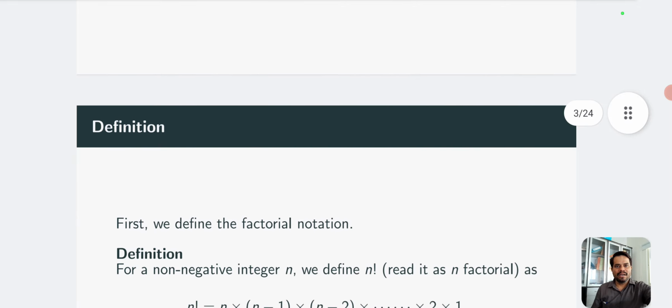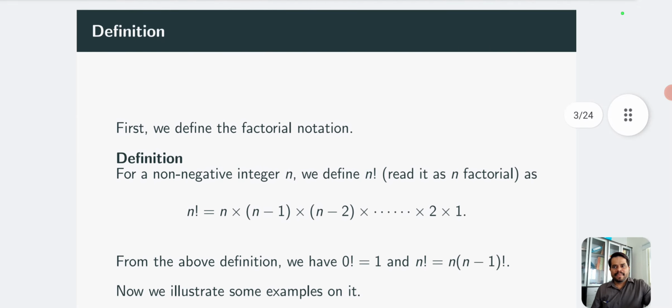It is the factorial. So first we can define the factorial notation. For a non-negative integer n, we define n factorial, and we read it as n factorial. It is given by n factorial equals n into n minus 1 into n minus 2 and so on up to 2 into 1. So this is the definition of the factorial of n.